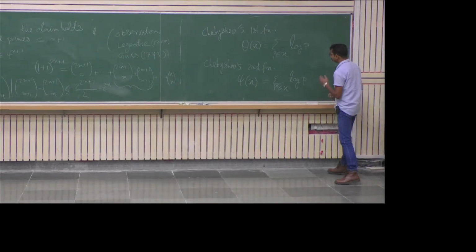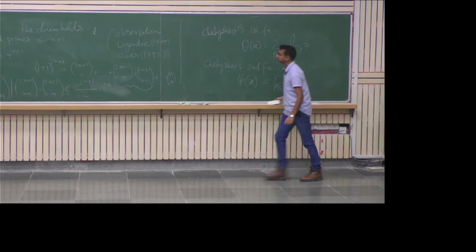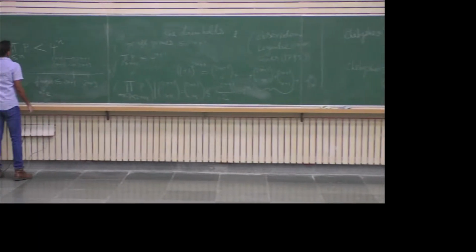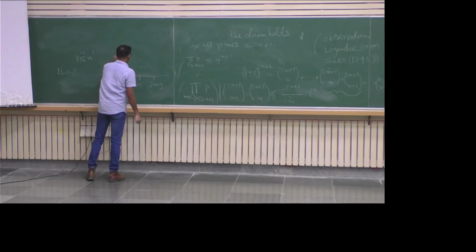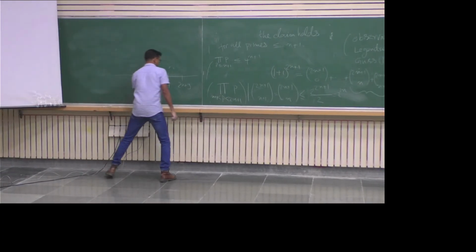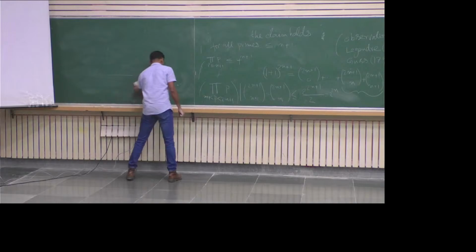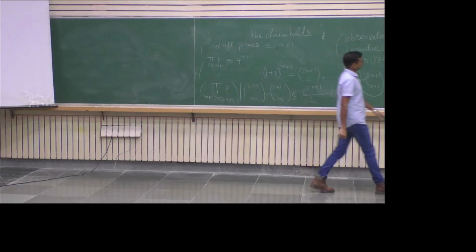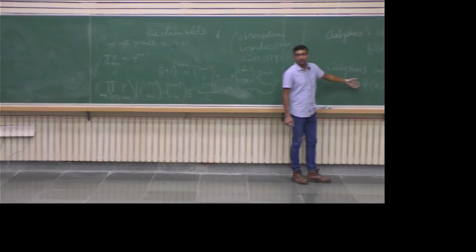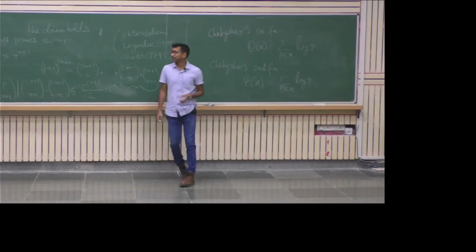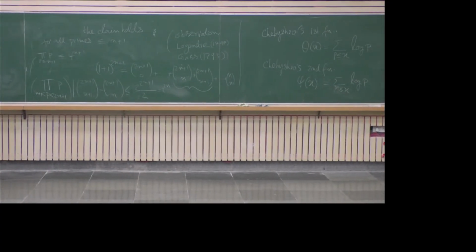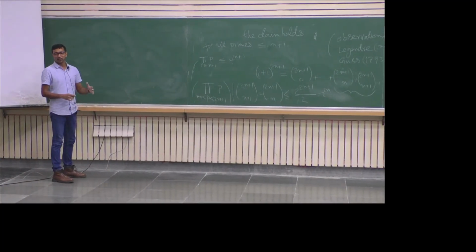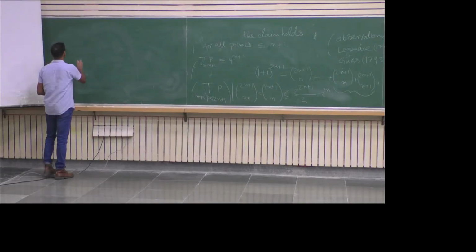Now let's see that the prime number theorem is equivalent to showing that the first function or second function grows like x. Now what do you mean by grows like x? Let's first make this more precise. What do you mean exactly by this?